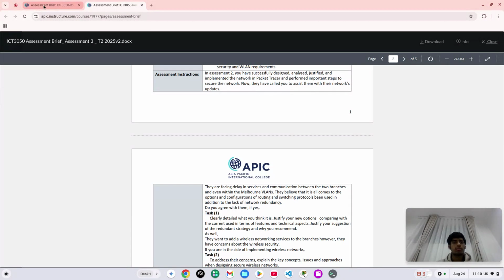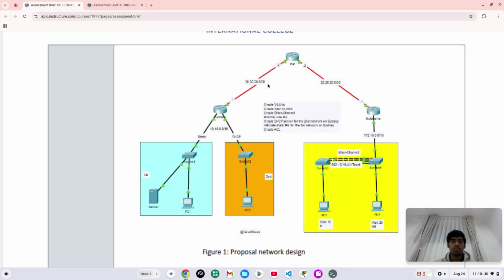The design was like this, in which the Sydney router has two switches, and one switch was having static IP configuration and another one was having dynamic IP configuration for the users. And in the Melbourne, there was ether channel which was used to communicate between the two VLANs. Here we use the RIP routing protocol.